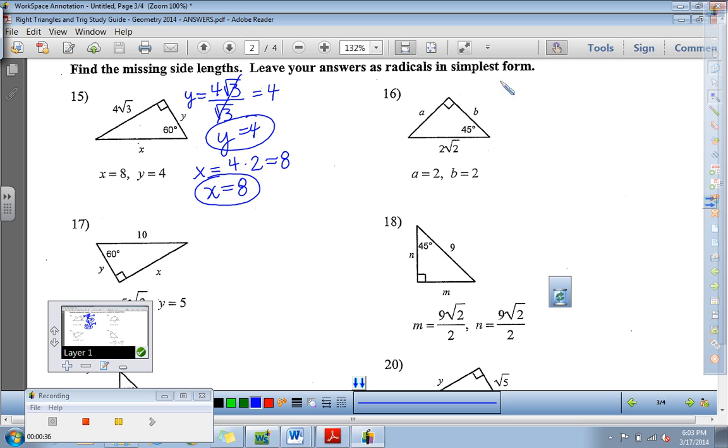For number 16, this is a 45, 45, 90 triangle. We're looking for the 2 legs. We are given the hypotenuse. The hypotenuse is 2 times the square root of 2. So to find one of the legs, a, we take the hypotenuse, 2 times the square root of 2, and you divide it by the square root of 2. The square root of 2 over the square root of 2, that cancels. So you're left with just 2. So a is equal to 2, and b is equal to 2.